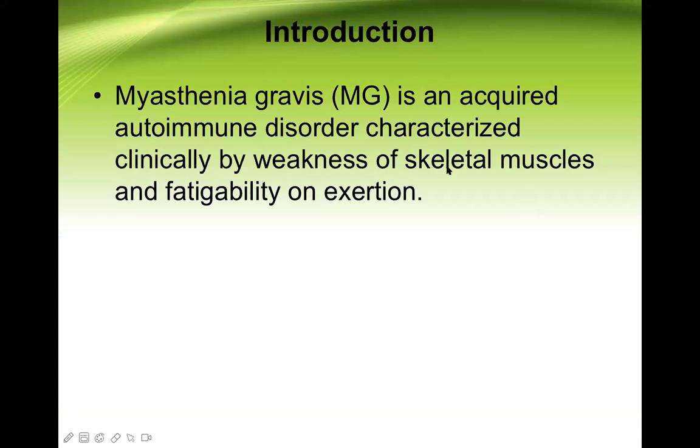So look at the definition. Myasthenia gravis is an acquired autoimmune disorder characterized clinically by weakness of skeletal muscles and fatigability on exertion. This term, fatigability on exertion, is a very, very important clinical feature of this particular condition. In the morning, when the patient wakes up, there may be enough concentration of the neurotransmitter in the neuromuscular junction. Throughout the day, we may spend those neurotransmitters, and they may decrease in concentration. That's why towards the evening or when we excessively work, those muscles develop fatigability and become very weak. This is the hallmark of myasthenia gravis, and this is a type of autoimmune disorder.